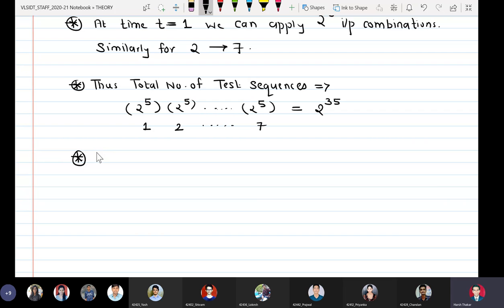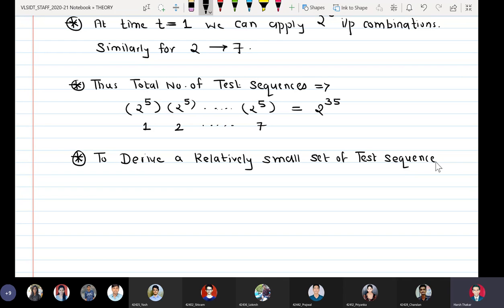So what we do, to derive a relatively small set of test sequences, is convert the sequential network into an iterative network.